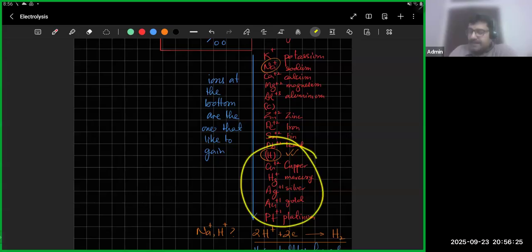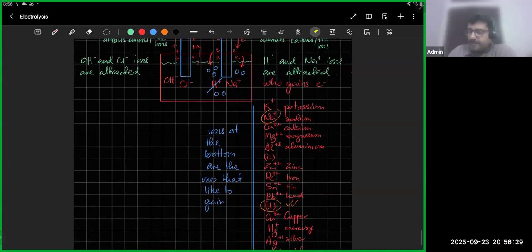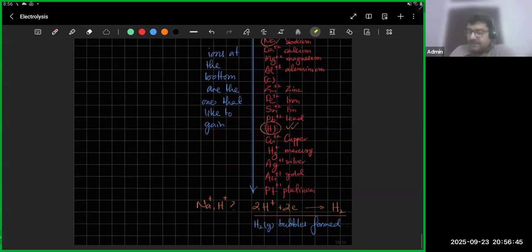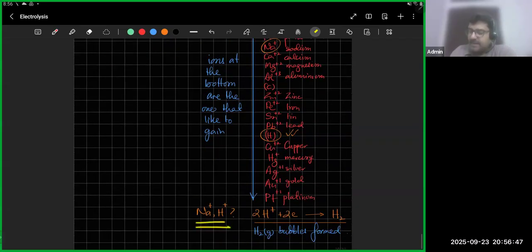So in our case, the competition was between sodium and H. Sodium is higher up in the reactivity series. Sodium likes to form ions. It likes to lose electrons. It doesn't like to form the metal back again. Hydrogen, on the other hand, is slightly at the bottom of the reactivity series. So you're going to select hydrogen. Between sodium and hydrogen, it's the H+1 ions that will gain electrons and end up forming H2 gas bubbles.